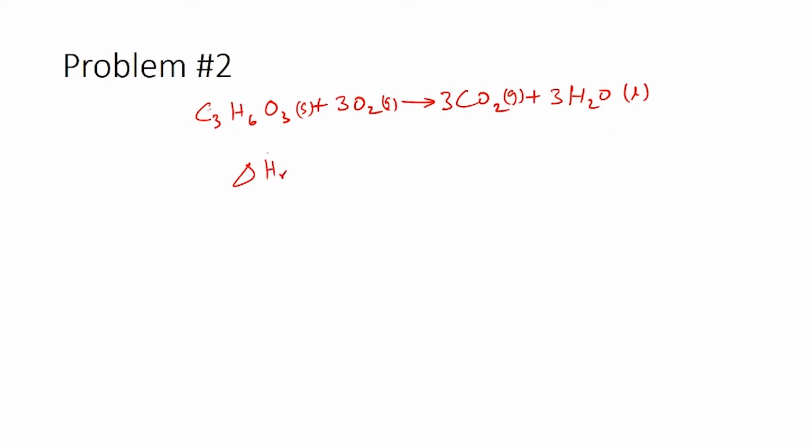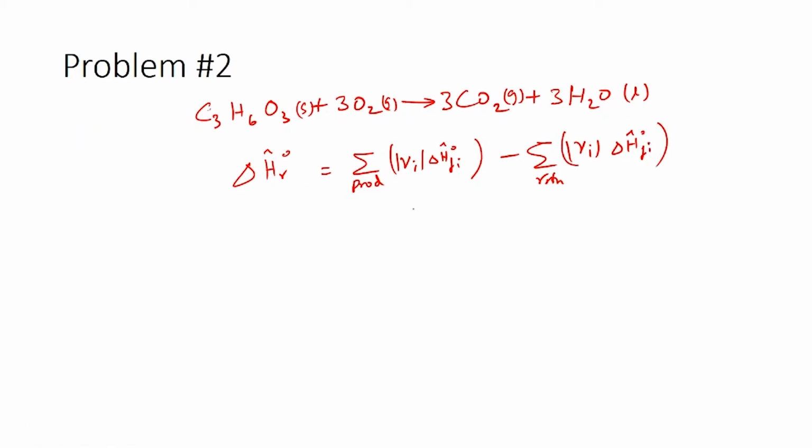Again using Hess's law, the equation would be sigma of products nu_i delta H_f,i minus sigma of reactants nu_i delta H_f,i, and this would be given to us. These values for the heats of formation have been given. So, the products are carbon dioxide and water.